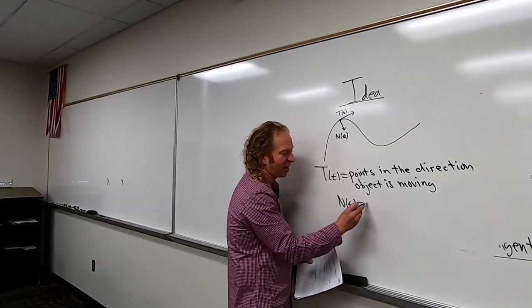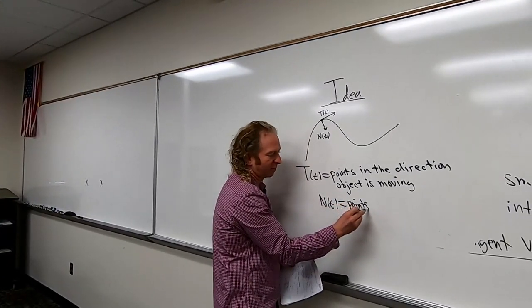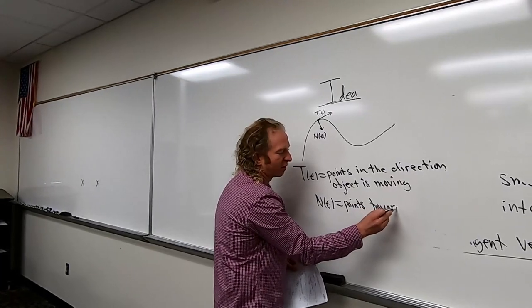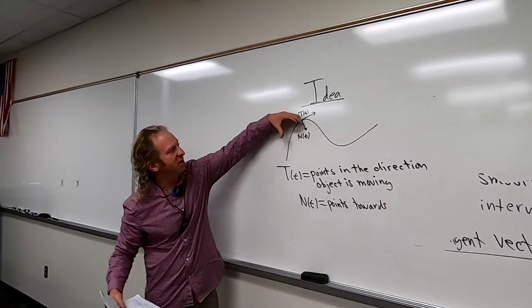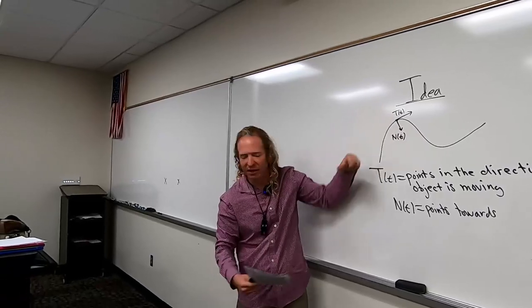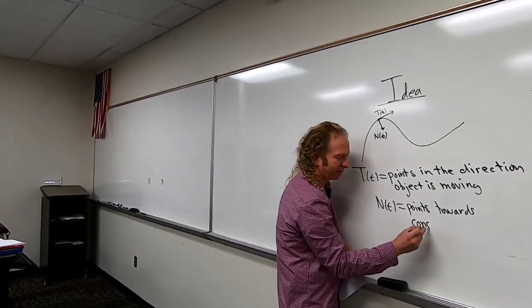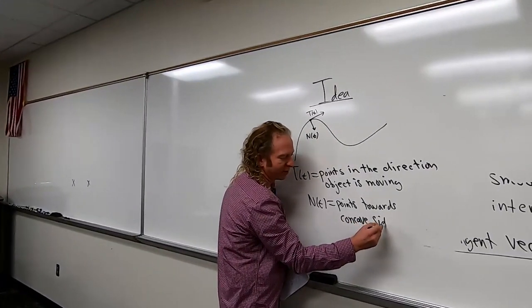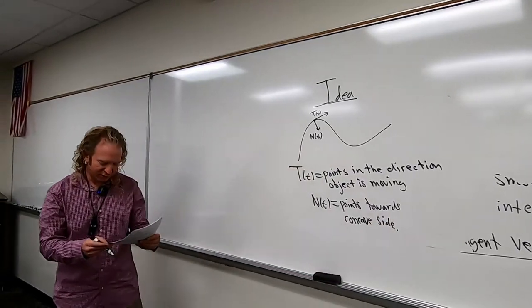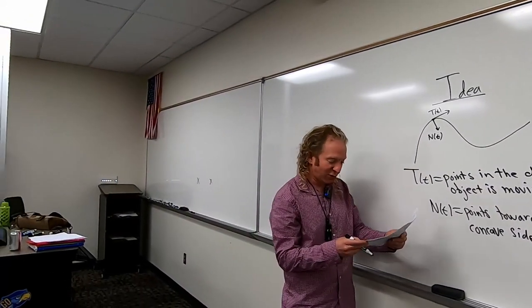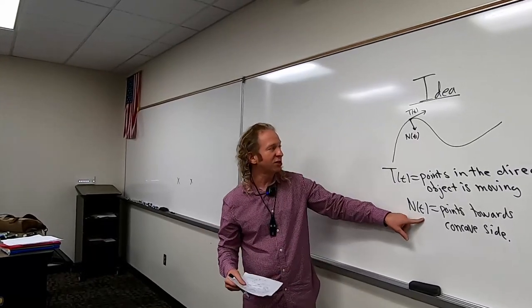And then N of t is always perpendicular, and it always points towards this piece. So, I guess you call it the concave side. It always points towards the concave side, and it points in the direction the object is turning.